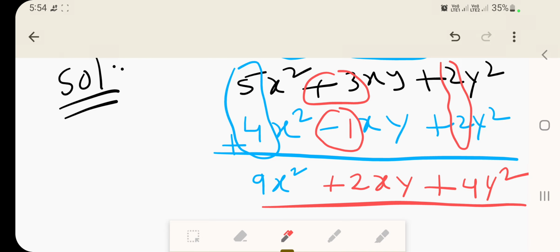In further classes we'll see some more examples of addition and subtraction of algebraic expressions.